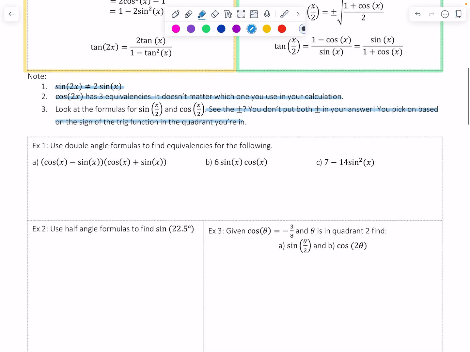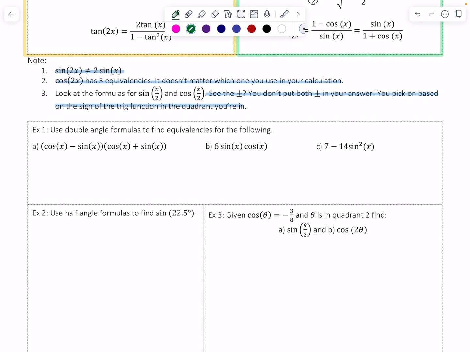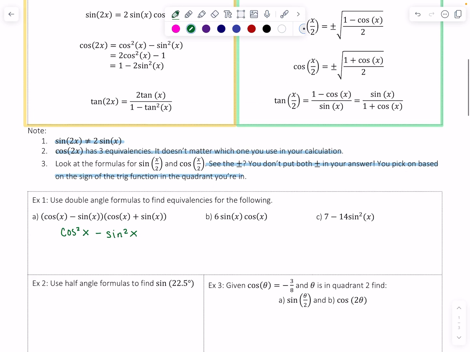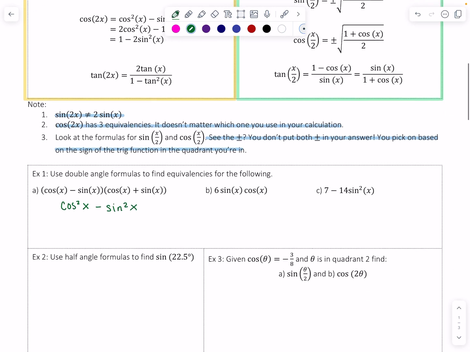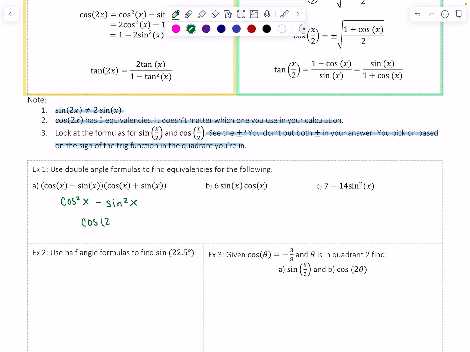All right, so let's go ahead and start here with some examples, and we are going to use the double angle formulas to find equivalencies for the following. All right, well, we have cosine x minus sine x times cosine x plus sine x. That's the difference of squares. That's going to be giving us cosine squared x minus sine squared x. And as we can see up here from our formulas, that is equal to cosine 2x. All right, that was kind of one of those, if you remember, we tried to trick you up with this one in talking about, hey, because we usually have cosine squared x plus sine squared x equals 1, this guy right here equals cosine of 2x.